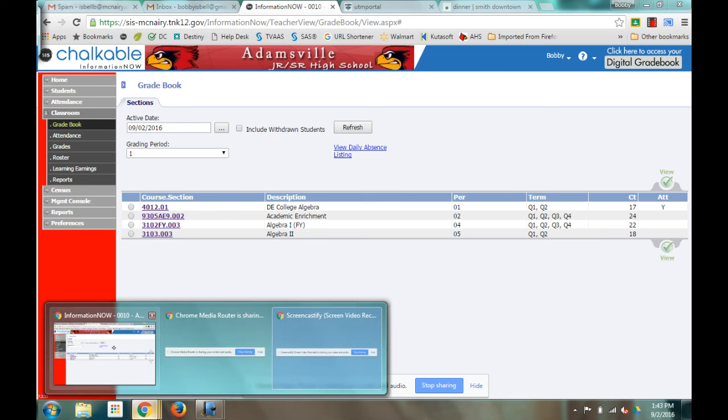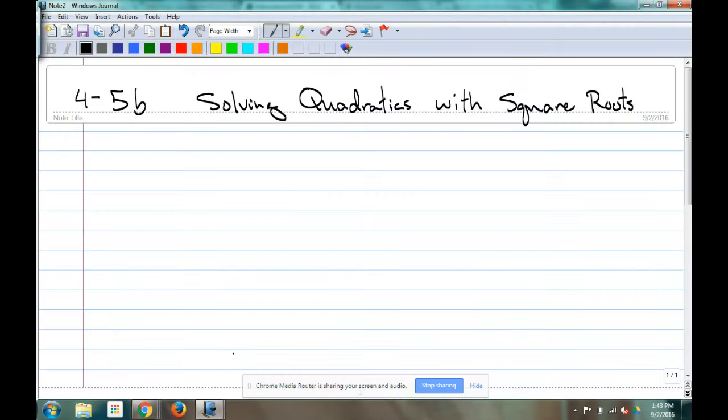All right, guys. Solving quadratics with square roots. We'll start with easy and then work our way up to difficult. Okay. First one, really easy one. You have x squared equal to some number, and let's make it a good number that's a nice square root, like 49.